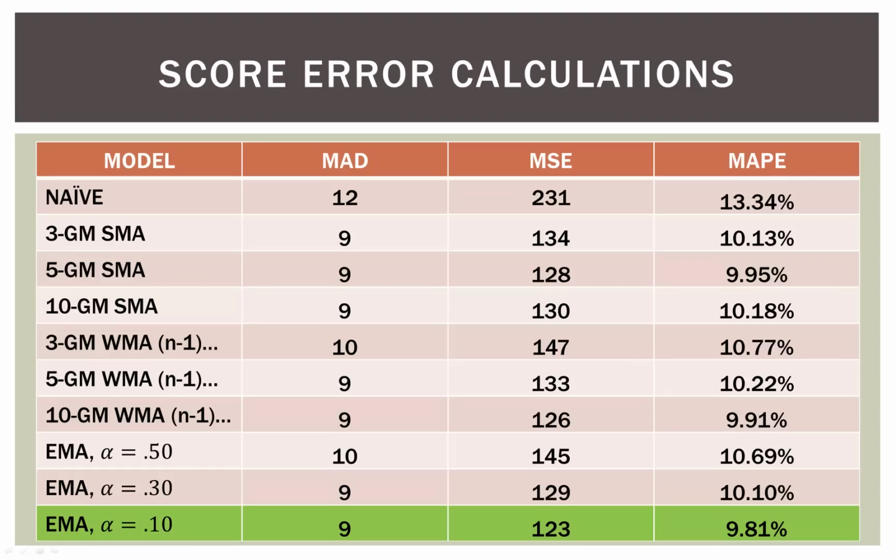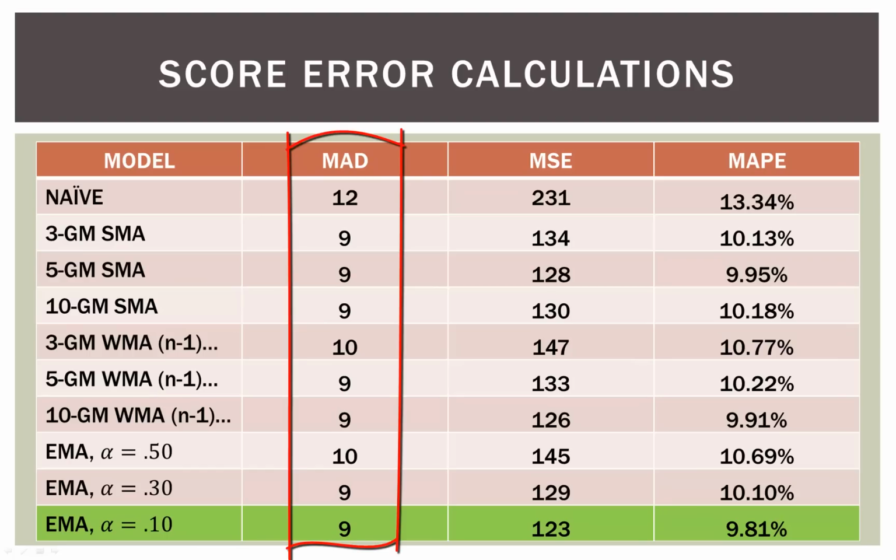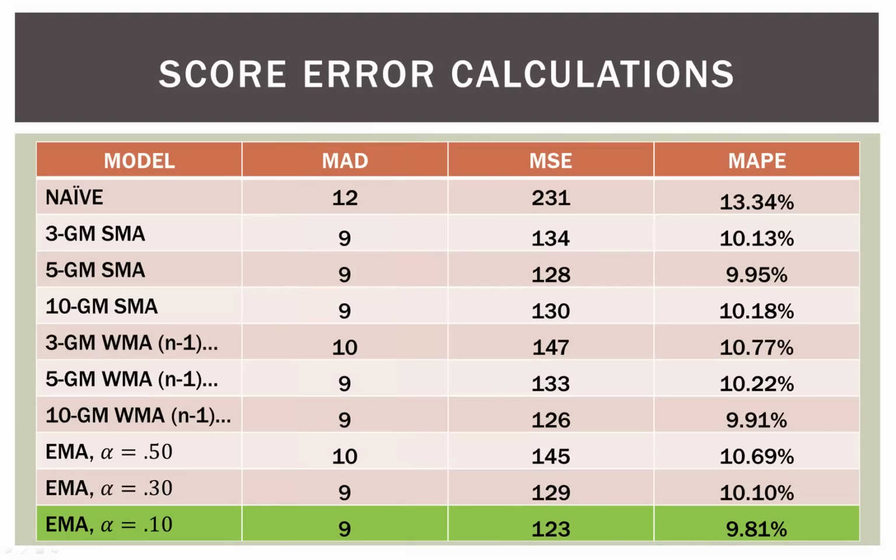Now, if you look at the MAPE for the EMA at an alpha of 0.1, it is 9.81. And again, that is the lowest MAPE we have in our model. So remember in my last video I said that sometimes in our table, we're going to have MADs and MSEs and MAPEs that aren't consistent with each other between models. So it's hard to determine which model is best using the MAD because they're all 9s or 10s. Besides the naive approach, they're all 9s or 10s.